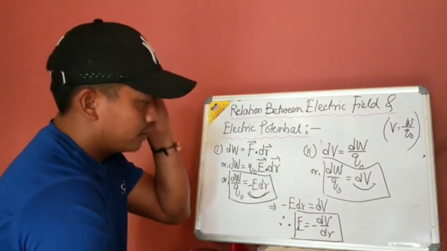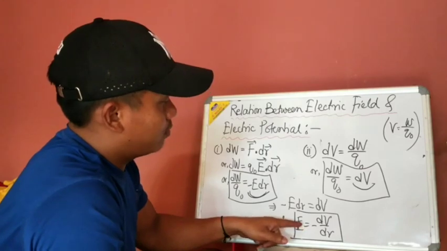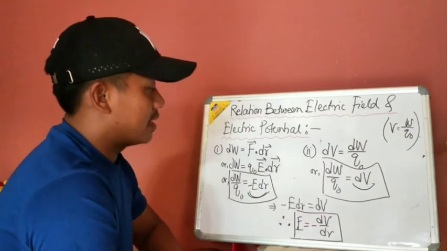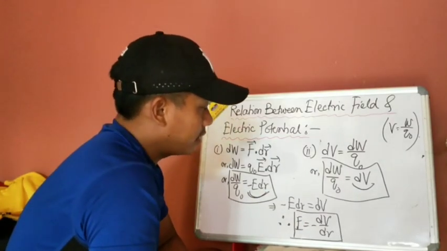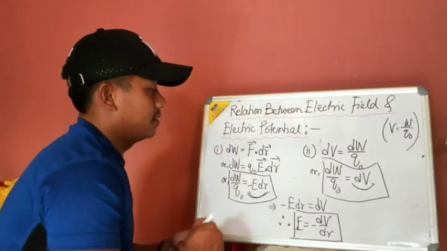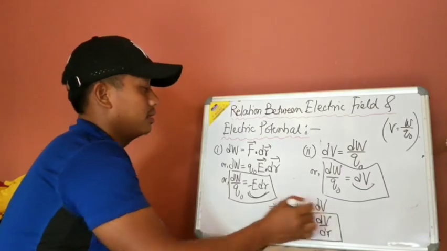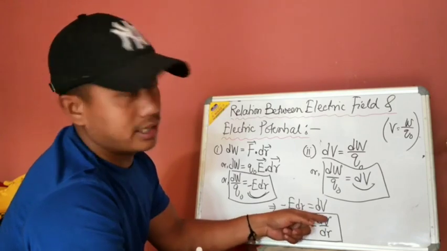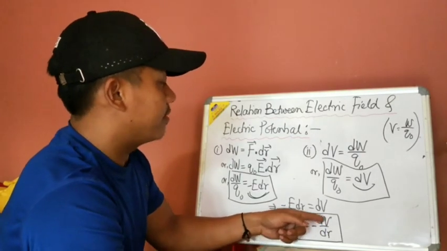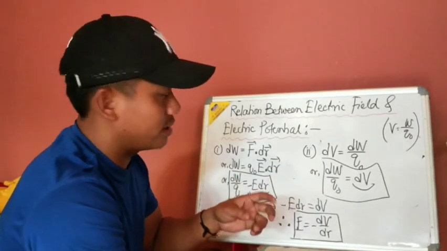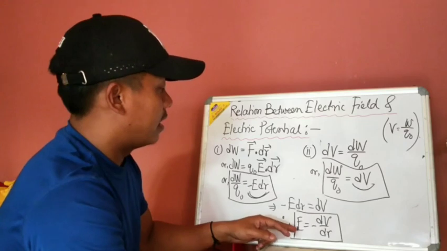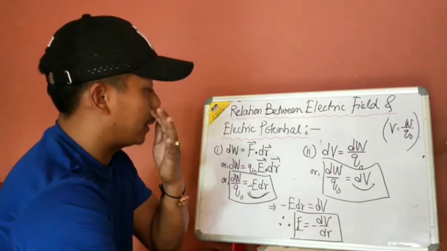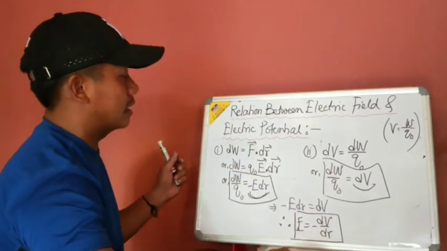So this gives you the relation between electric field E and electric potential V. Now see, E equal to minus dV by dr. How do we interpret this? Electric field is equal to the negative gradient of electric potential. This is the relation between electric field and electric potential.